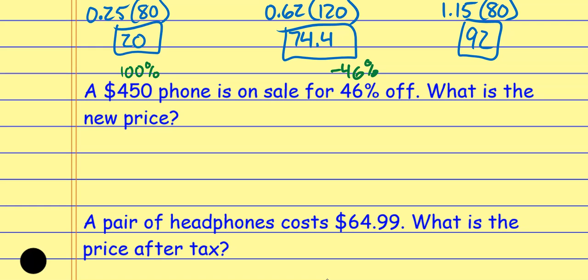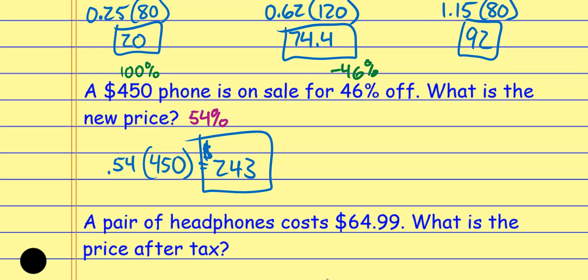Okay? So I always do it this way. I do the 100 minus the discount because that's what we take away. We take away 46%, which means I'm going to pay 54%. So if I want to find 54% of this value, I multiply by the decimal version of that. So it's 0.54 times the 450. Okay? And that gives me 243, and that's dollars.